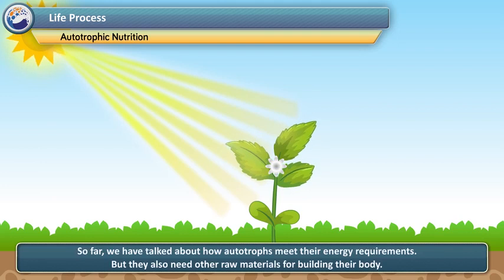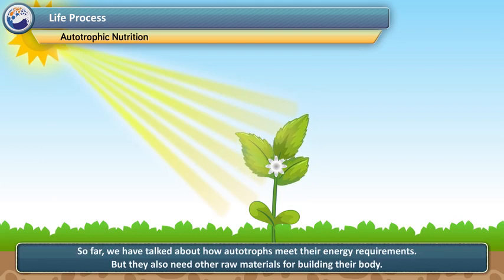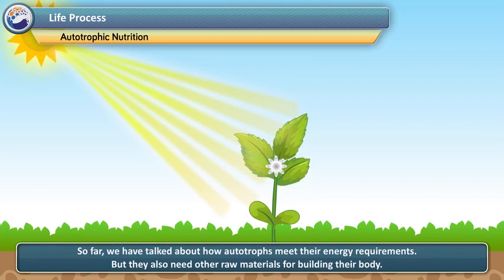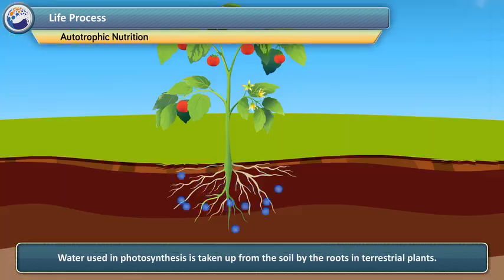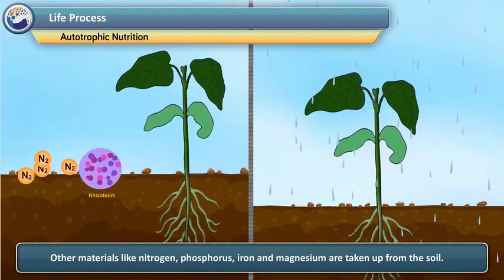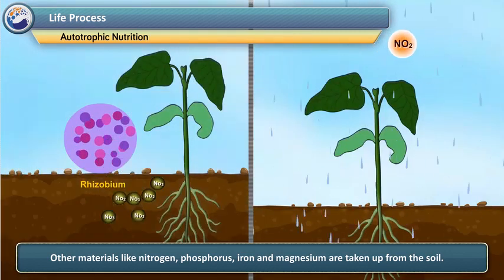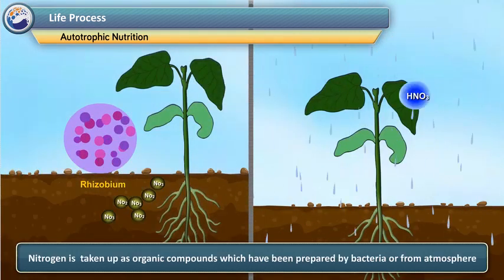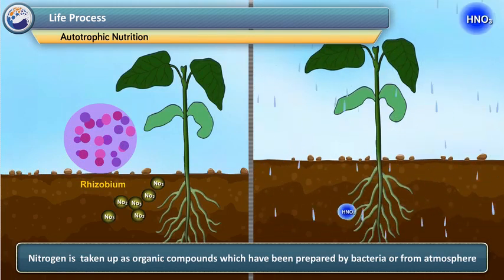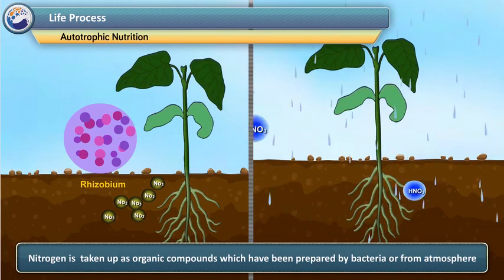So far, we have talked about how autotrophs meet their energy requirements, but they also need other raw materials for building their body. Water used in photosynthesis is taken up from the soil by the roots in terrestrial plants. Other materials like nitrogen, phosphorus, iron, and magnesium are taken up from the soil. Nitrogen is taken up as organic compounds which have been prepared by bacteria or from the atmosphere.